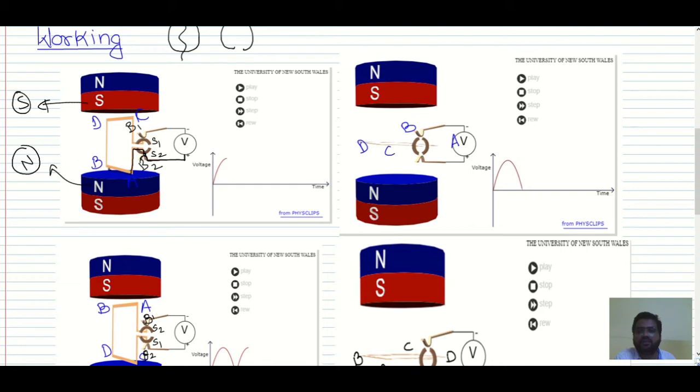So current will go from A to B, as you can see, then B to D, then D to C, and again to the negative terminal of a battery. Now A to B, as in the current is in this direction. Now what is Fleming's left hand rule?